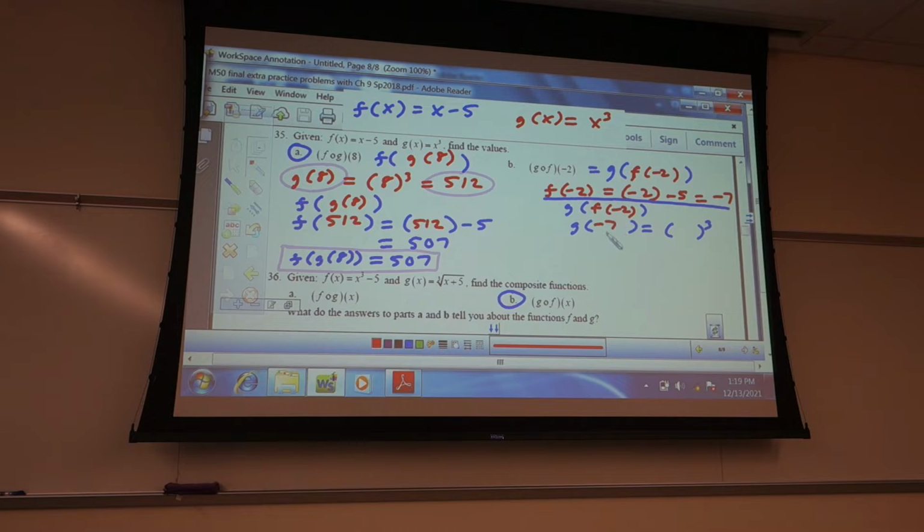So here we've got -7 to the third power. What's -7 to the third power? -343, I think you folks have. Yeah. So our final answer is g of f of -2 is -343.